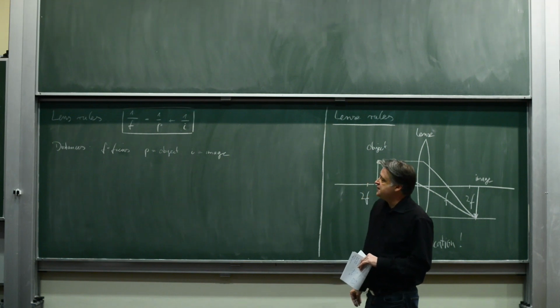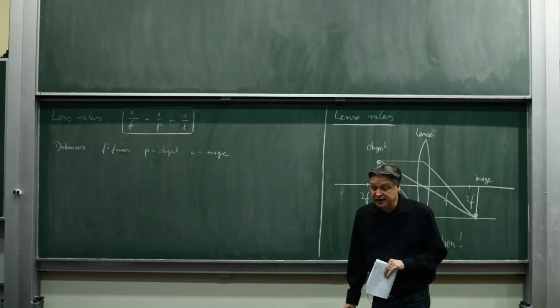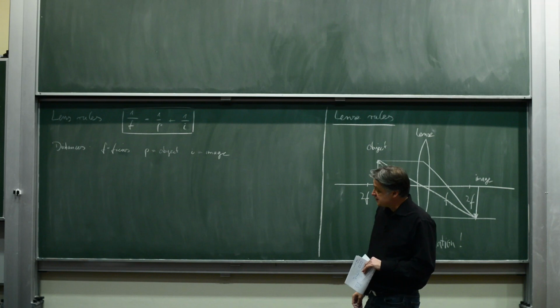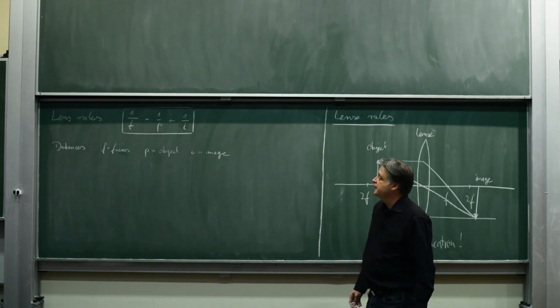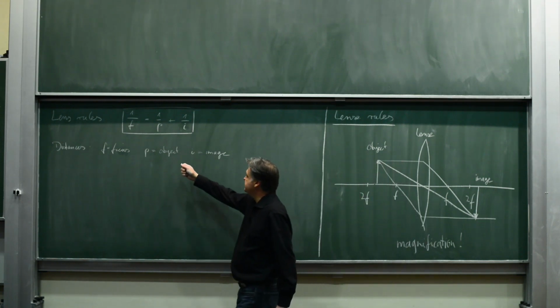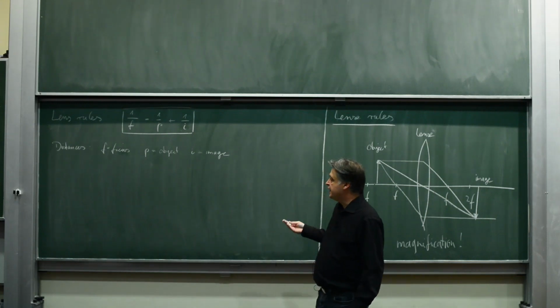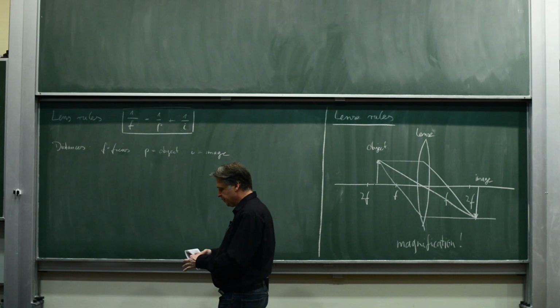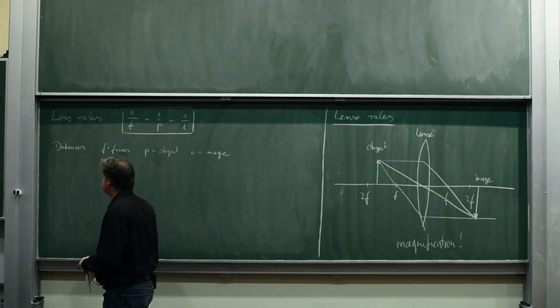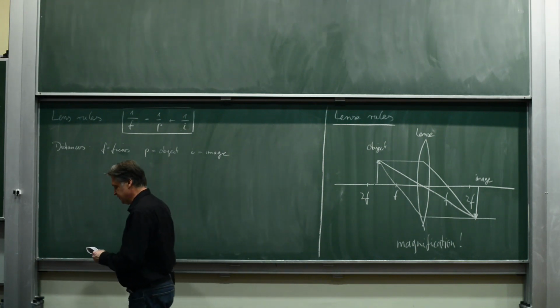1 over f is 1 over p plus 1 over i. These are the distances for the focal point, the location of the object, and the location of your final image behind the lens. What about the magnification rate of the object itself?